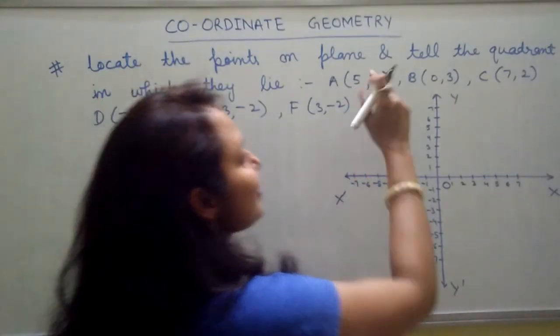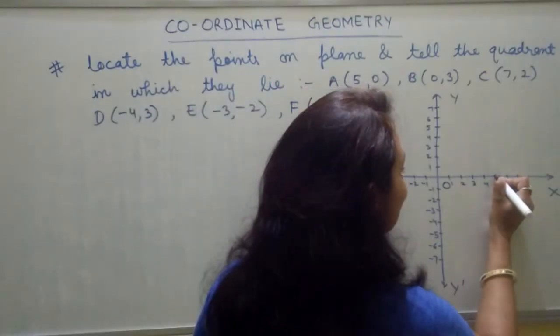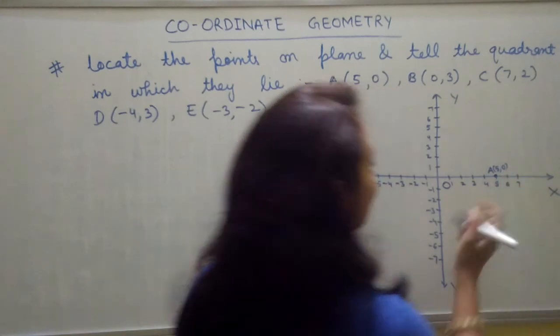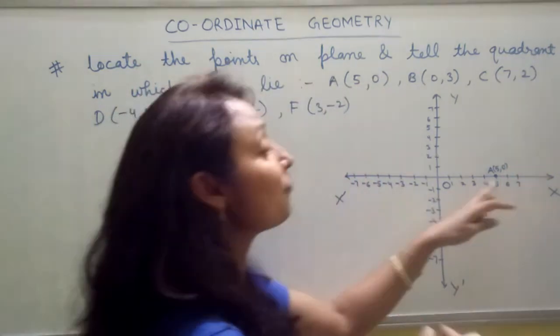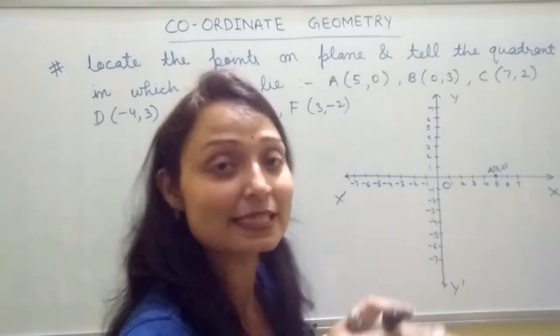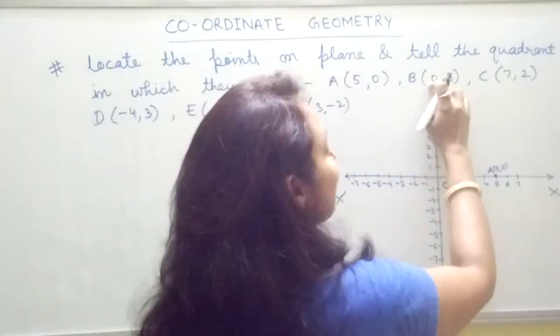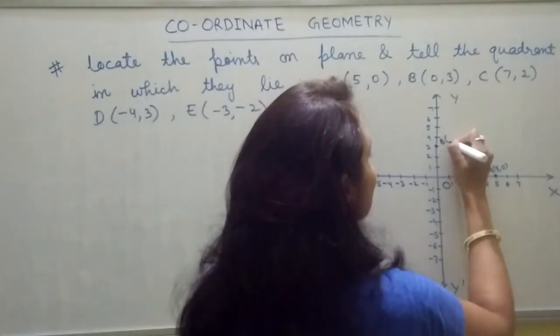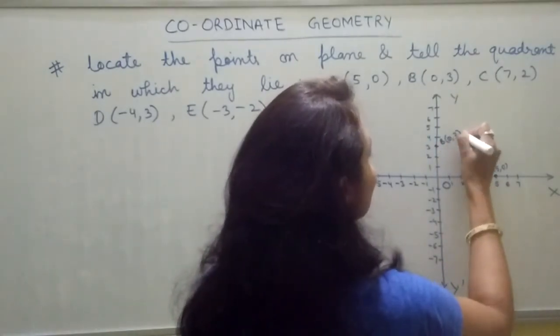First is A, 5 comma 0. That means the value of x is 5 and the value of y is 0. That means it lies on the x-axis. Second, B: the value of x is 0 and y is 3. That means the point lies here, at 0 comma 3.